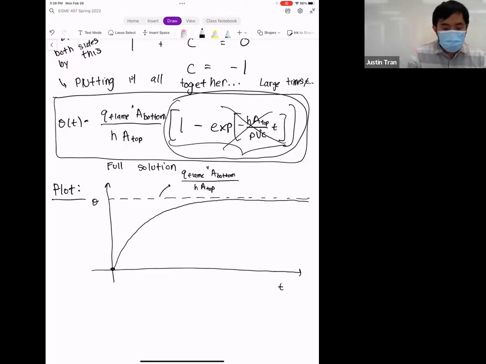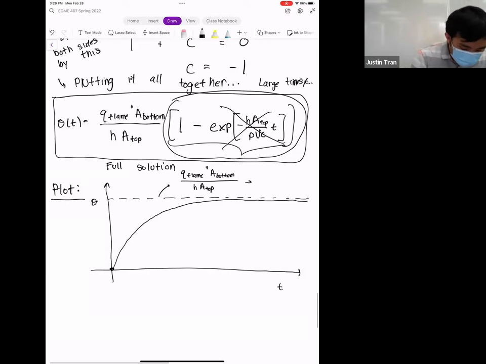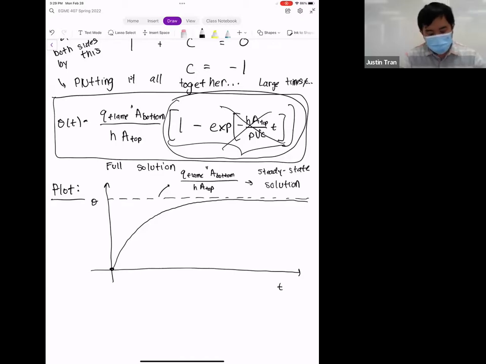And so when you have a situation like this where it reaches what I call a steady state, or a steady value over long times, this is what's known as the steady state or steady state solution. Because after the initial heating up period, the pan persists at this temperature. It doesn't go above or below.